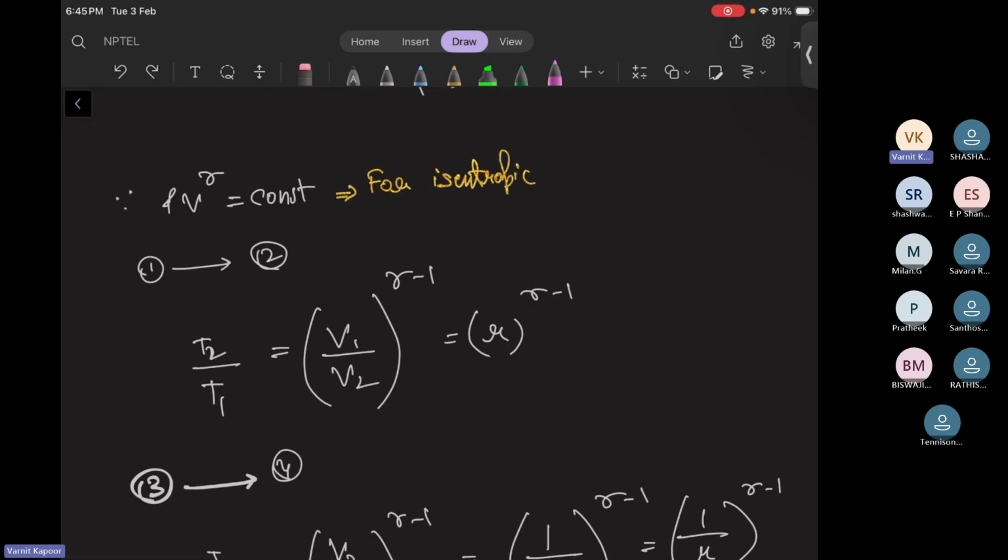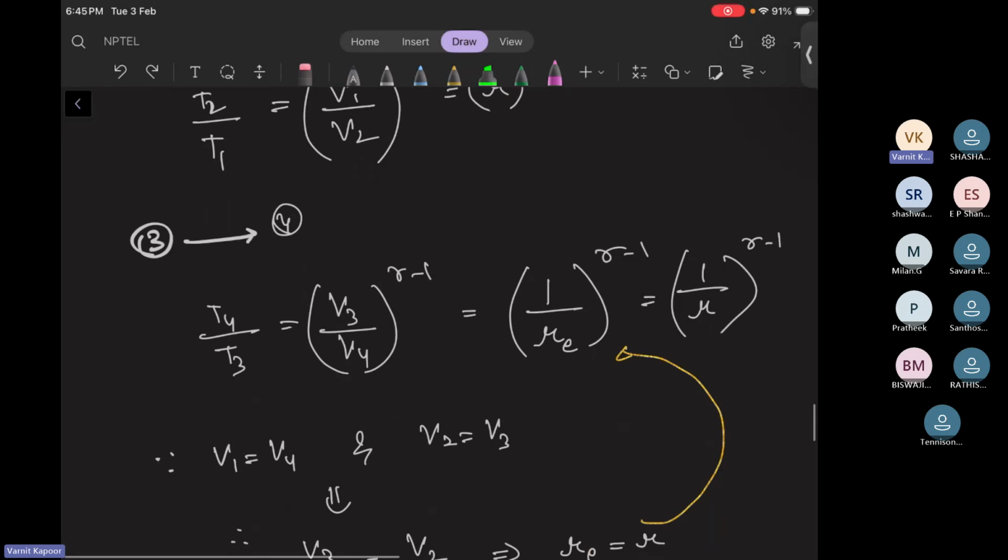So 1 to 2 is isentropic compression. T2 by T1 can be written as V1 by V2 to the power of gamma minus 1, and V1 by V2 is nothing but your compression ratio, that is R to the power of gamma minus 1. For the process 3 to 4, it is an isentropic expansion. The ratio T4 by T3 can be written as V3 by V4 to the power of gamma minus 1. And again, V4 is higher than V3, so it can be written as 1 by RE. When we are saying expansion, we write E in the subscript. So it will be 1 by RE to the power of gamma minus 1.